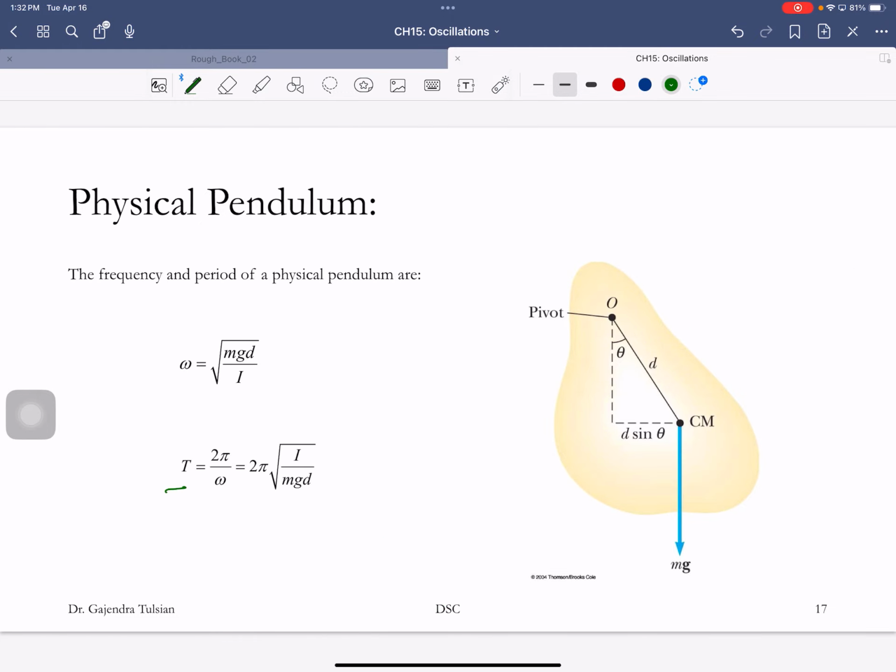All right, so the period is 2 pi times the square root of I over mgd. Mg is the weight of this, and d is the distance of the center of mass from the point of suspension.